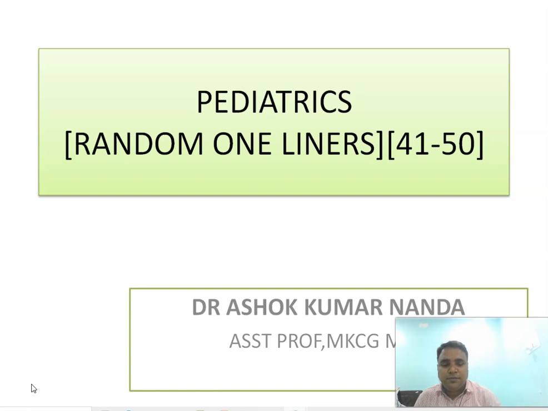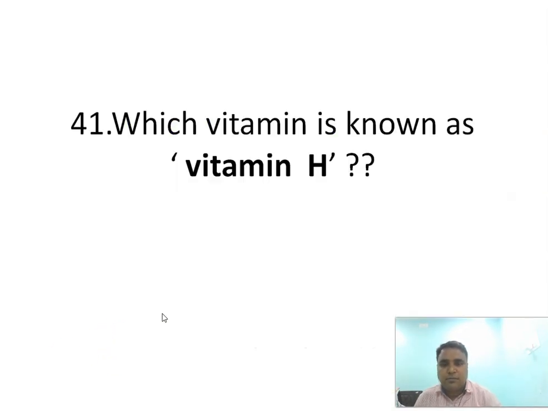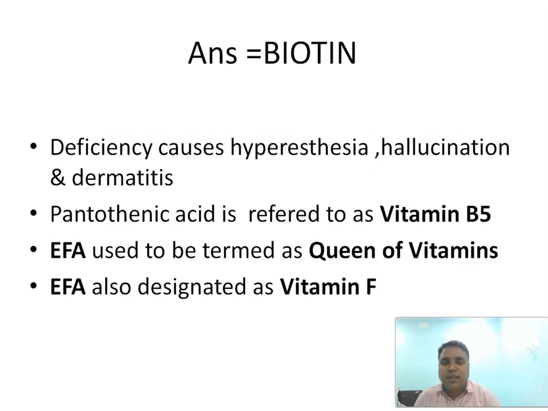To start with, which vitamin is known as vitamin H? Answer is biotin. Biotin is known as vitamin H. Deficiency of biotin causes hyperesthesia, hallucination, dermatitis, and alopecia.